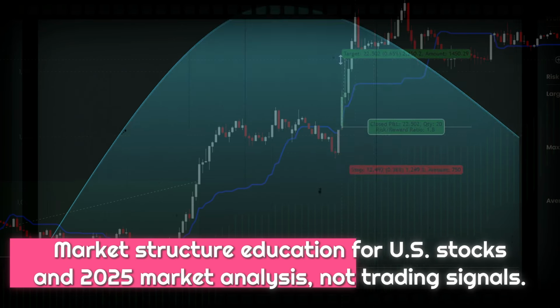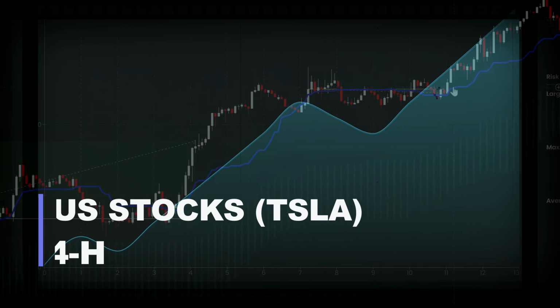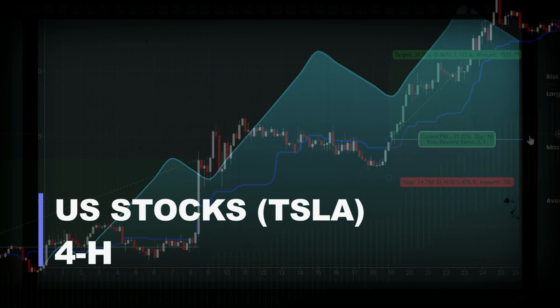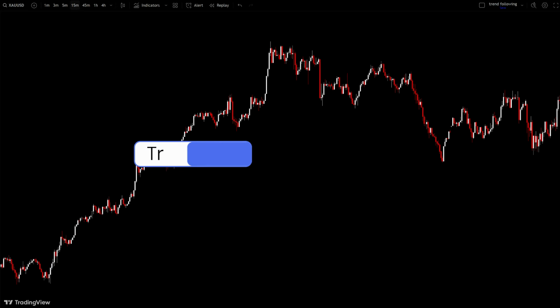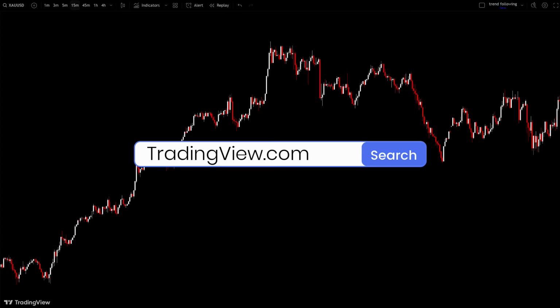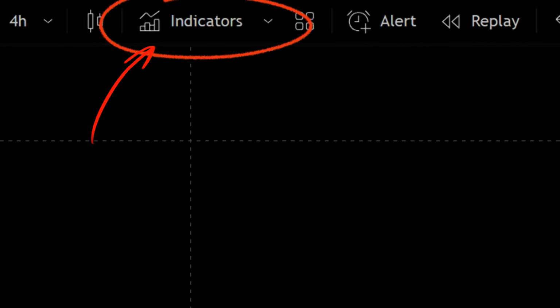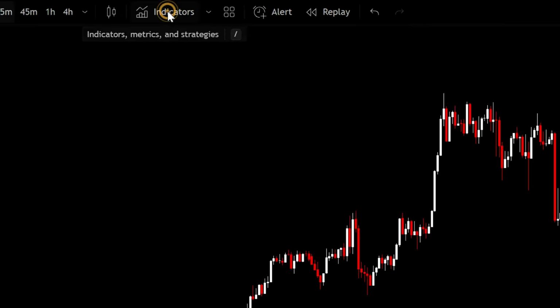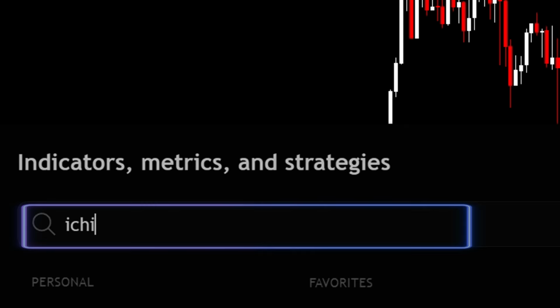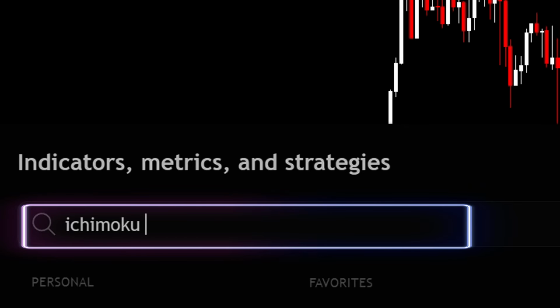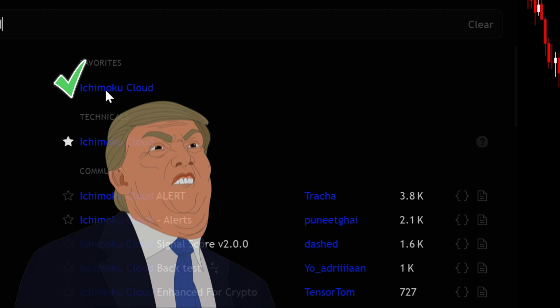We ran a hypothetical backtest on Tesla using the 4-hour chart, 100 trades. Open up the TradingView platform, tradingview.com. Then at the top of TradingView, hit indicators, and in the search tab, type in Ichimoku Cloud and add this indicator to your chart.